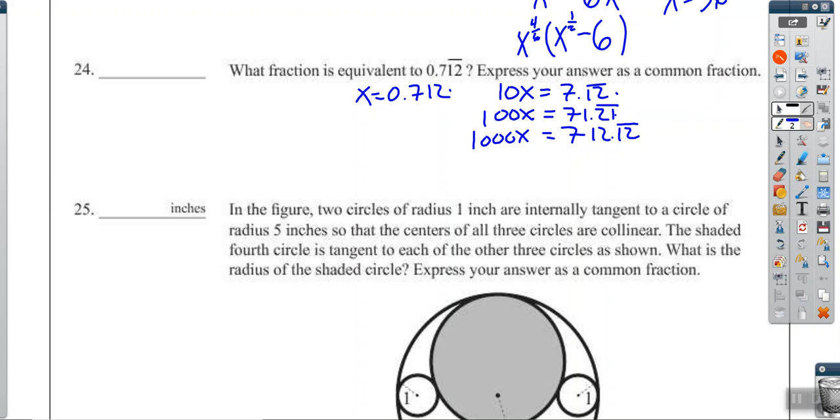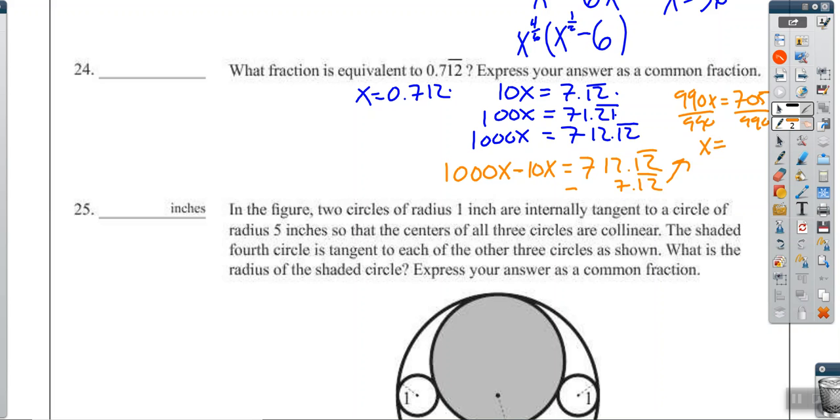So I know that 1000x minus 10x has to equal 712.12 minus 7.12, and these 0.12 are repeating, but if I subtract them, they will cancel out, and so I just get 990x is equal to 705. Well, okay, divide by 990.